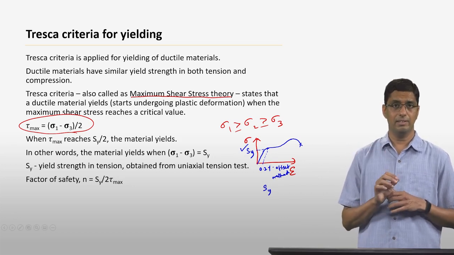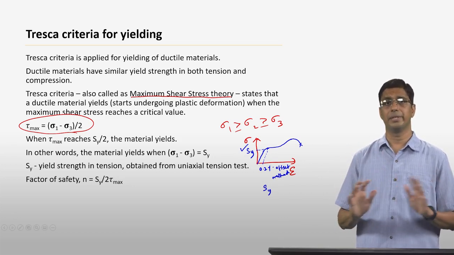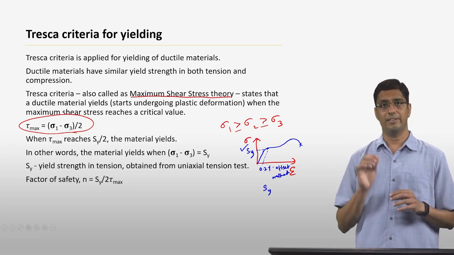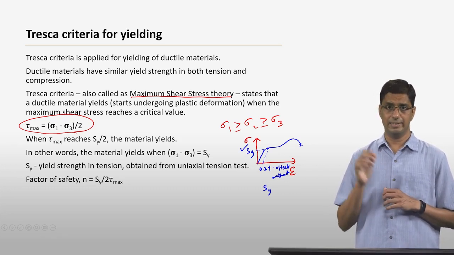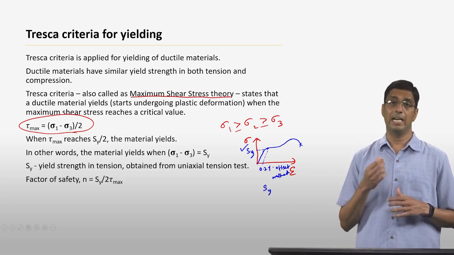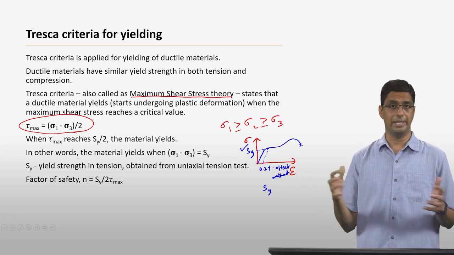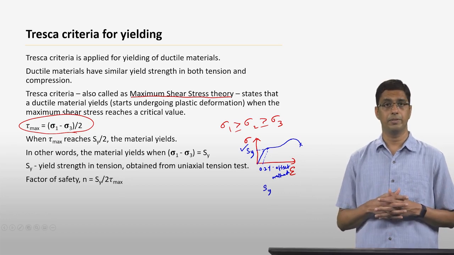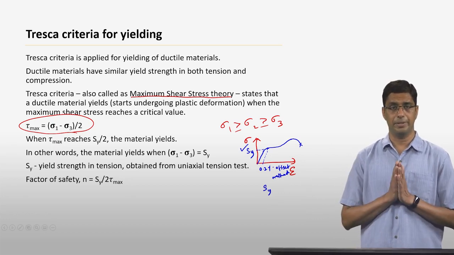If it is not, then the stainless steel bar is not going to yield. On the other hand, if the tau max at that critical point is greater than Sy over 2, then yielding will start at that point, and it might propagate depending on how the loading is applied and so on. Okay? So that is how you have to think about it.